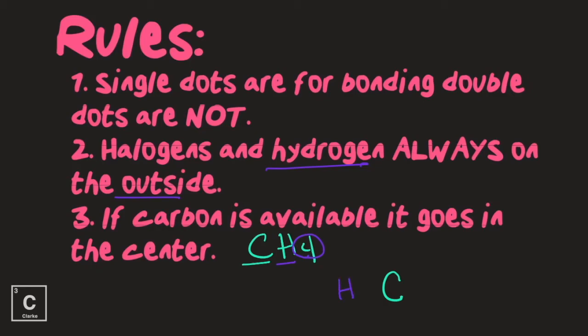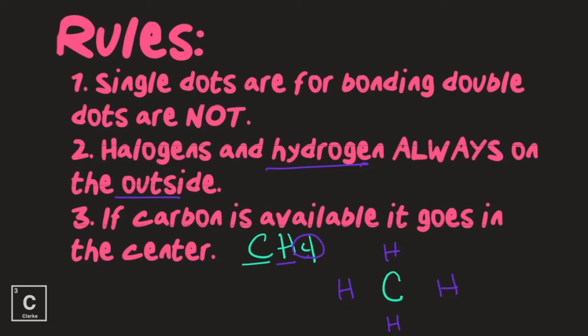So we would place hydrogens on all 4 sides, just like we were going to do dots. This is what we're going to be doing, arranging these atoms and drawing their bonds. Carbon always has to be in the center if you have it. Hydrogens and halogens always have to be on the outside. And here's a good example of what that looks like.